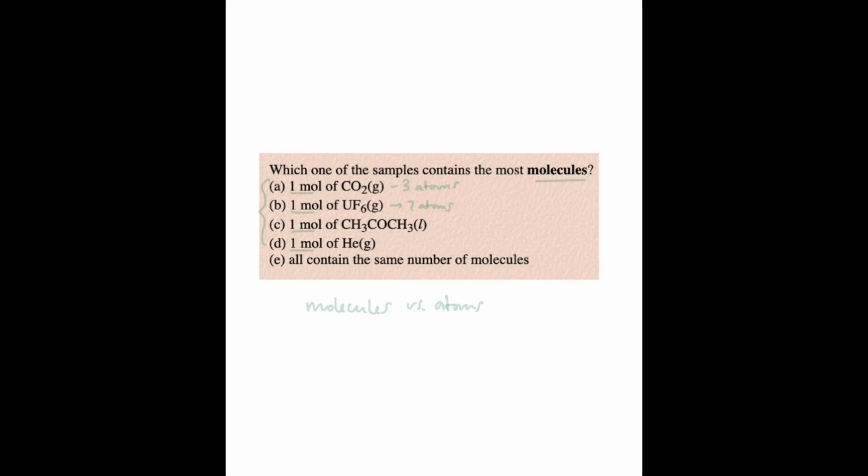This question asks us to think about which sample contains the most molecules. Now we see that answers A through D all contain 1 mole of the compound or element. So when we're thinking about how many molecules are present, we need to think about the distinction between molecules and atoms. So if we're thinking about atoms, then carbon dioxide has 3 atoms, this UF6 has 7 atoms, etc. They all have different numbers of atoms, but they all are a single molecule. So our final answer is E.